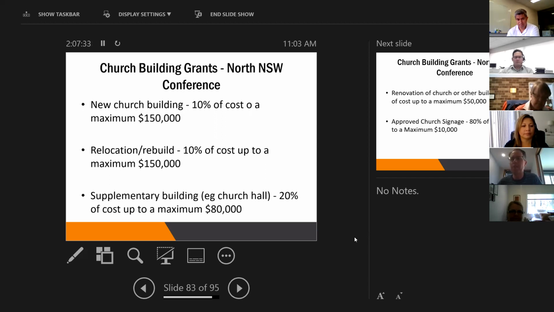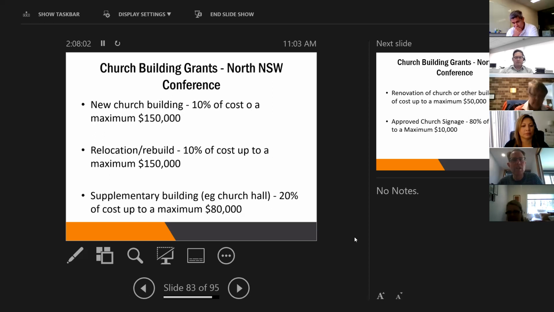It doesn't really provide money for repairs and maintenance as such. However, the categories it does support, it can provide really important funding for a new church building, 10% of the cost of that, up to a maximum grant of $150,000. That's $150,000 you don't have to fundraise for, you don't have to pay back. It's a great asset, and many churches have taken advantage of that when they're trying to erect a new church facility.